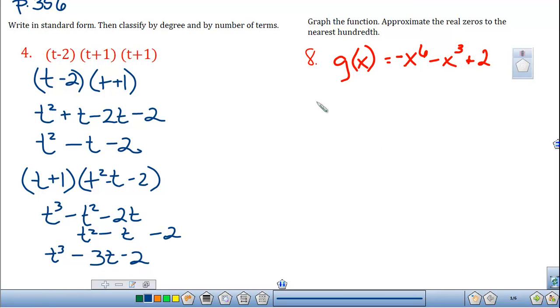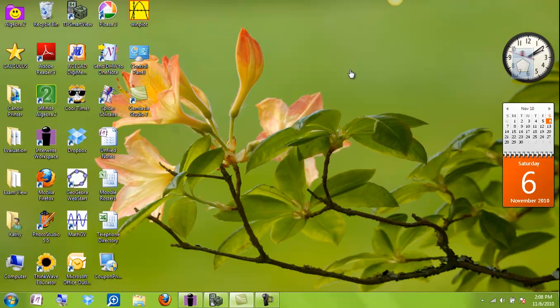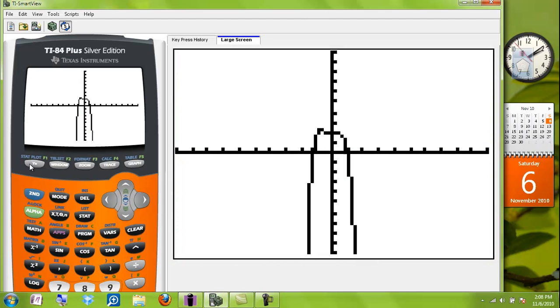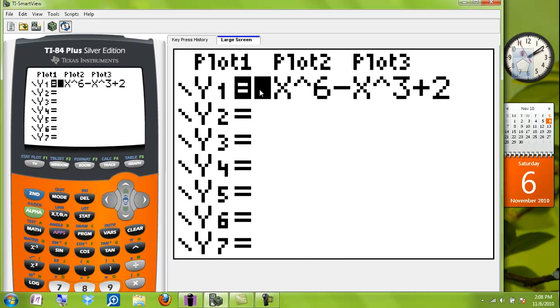Let's move on to question number 8. Number 8 says graph the function, approximate the real zeros to the nearest hundredth. Now, I'm not expecting you really to draw out the graph on this. I really want you to use your graphing calculator. So let's pull out the graphing calculator, and you can see that I have put this into y equals the negative x to the 6 minus x cubed plus 2. And then go to graph.